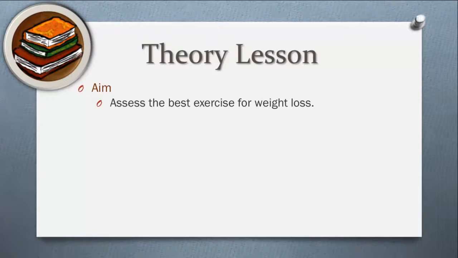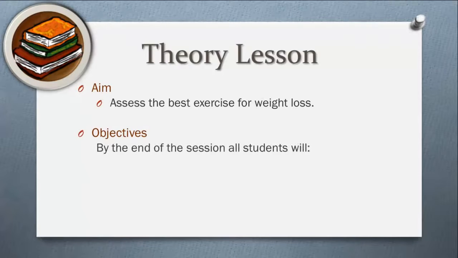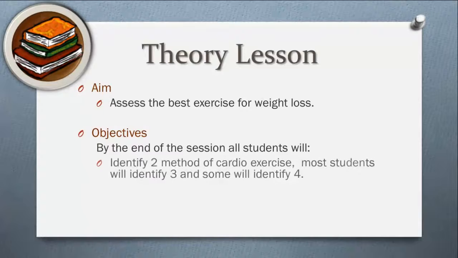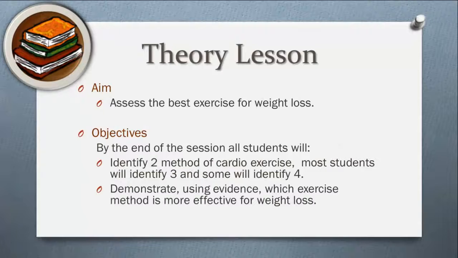So let's have a look at an example of an aim and objective from a theory lesson. Our aim might be to assess the best exercise for weight loss. When writing the objectives, you might find it helpful to write by the end of the session, all students will. You don't have to repeat it if you write it how it looks here, but this starts every single one of your objectives. Now our first objective is to get students to identify different cardio exercises. Can you see how we are asking some to do more than others? This is called differentiation. You'll be learning about this later in the course. Our next objective is to get them to decide which cardio exercise is better. You can see how we are gradually progressing towards the aim.